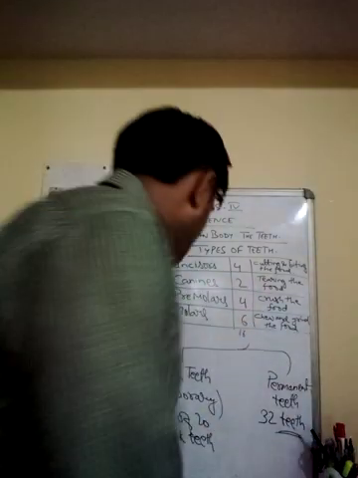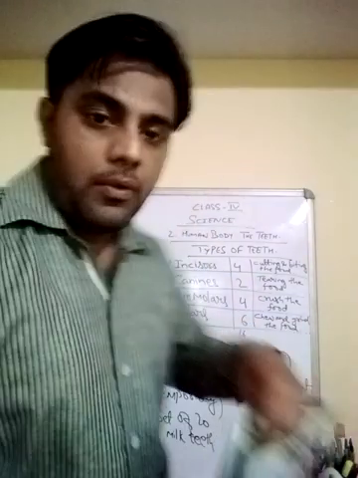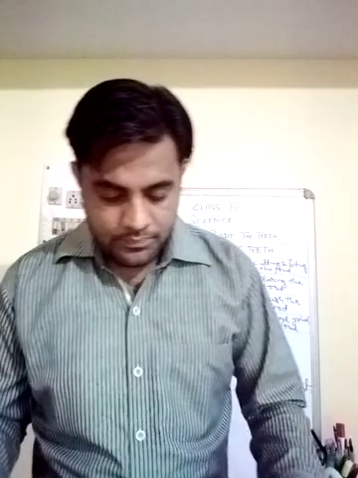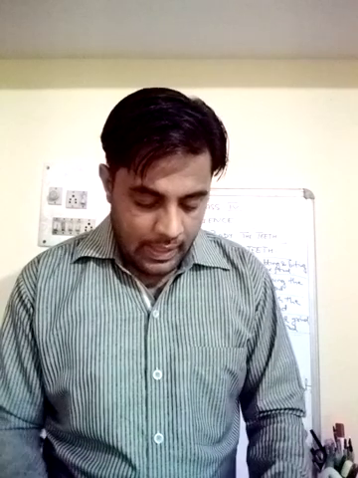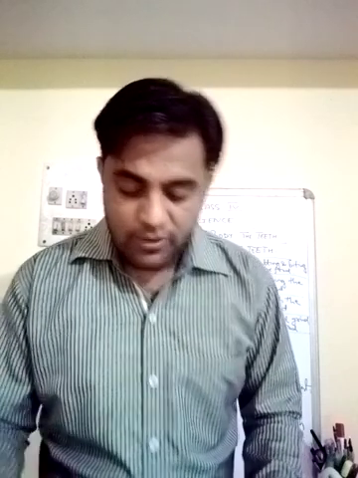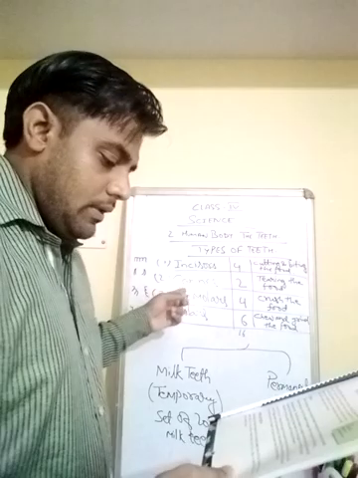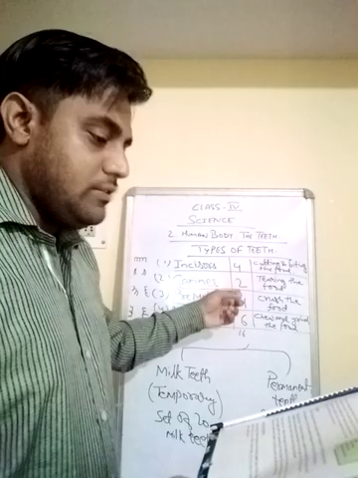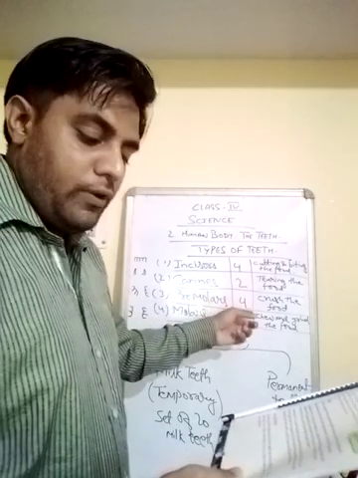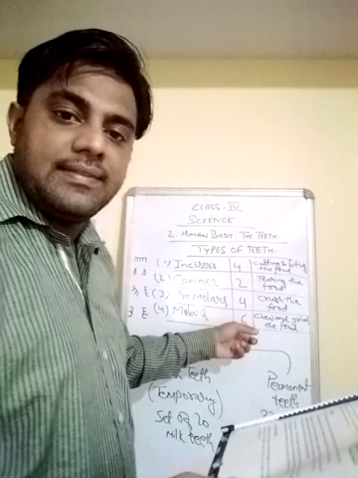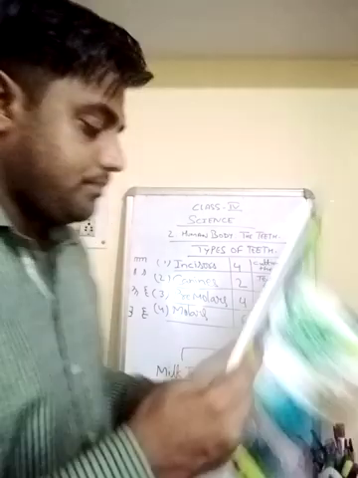So let's see what your book has to say about this. Types of teeth. According to their shapes and functions, teeth are of four types. Incisors, there are four in each jaw. Canines, two in each jaw. Premolars, four in each jaw. And molars, six in each jaw.